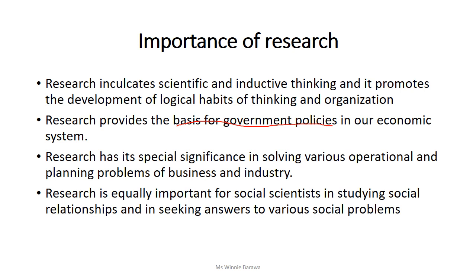And then research is also important, especially for social scientists, where they can study social relationships and seek answers in relation to social problems. These are some of the areas where research assists us. We've talked about scientific and inductive thinking. We have discussed the basis for major governmental policies that guide our economy and also population outcomes. We have contribution in areas like operations and planning issues. And lastly, we've talked about studying social relationships.